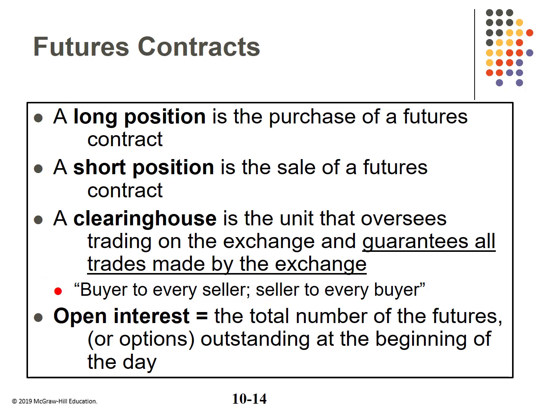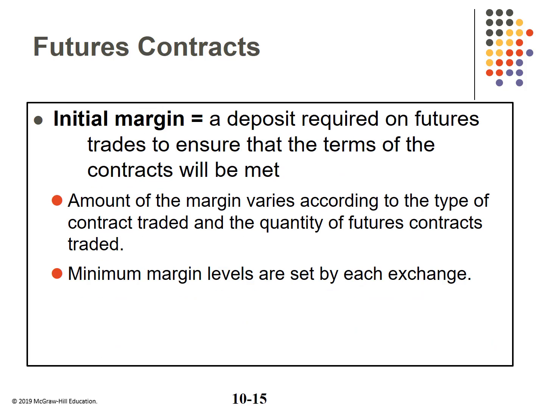Open interest records the total number of contracts outstanding on any day, showing how active the market is in a specific contract. Futures contracts do require margin, initial and maintenance. The amount varies based on the type of contract, the quantity, and basically whether the trader is a hedger or a speculator. Minimums are set by each exchange.